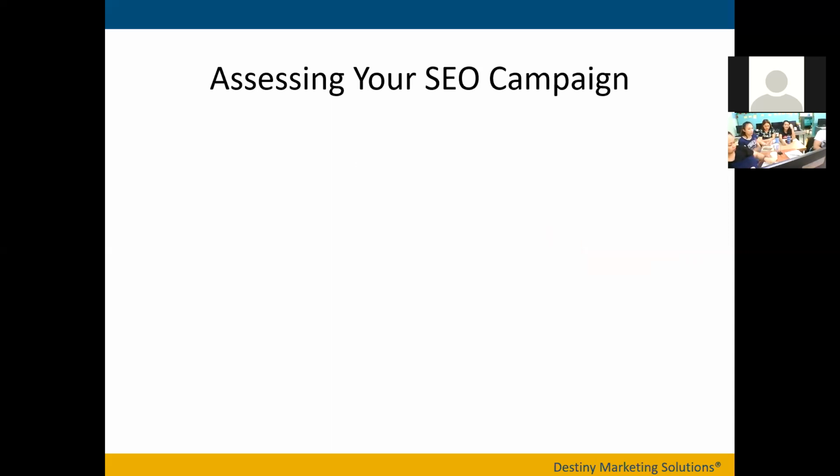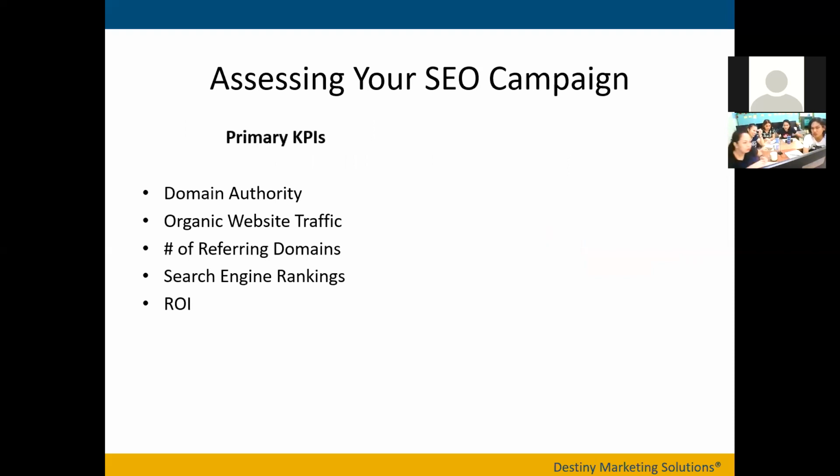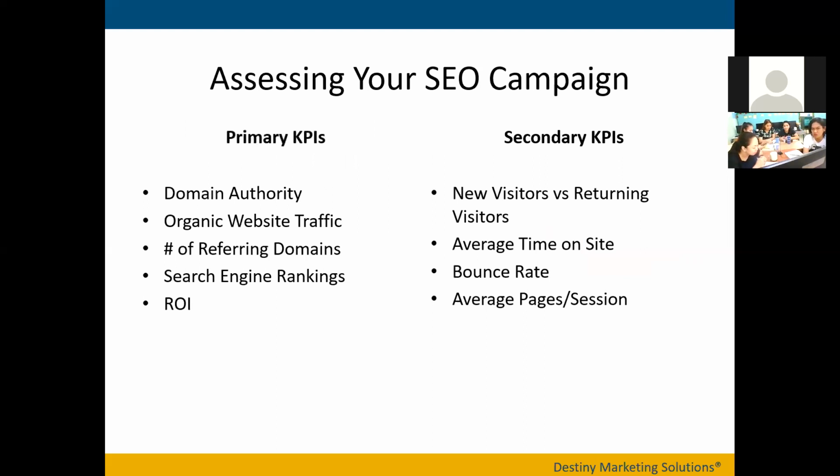Okay, so I just want to make sure we list all of these out. So we have our primary KPIs, and then we have our secondary KPIs. Primary, these are the more important. Joyce mentioned one, domain authority. But I would say out of all of these, your ROI is probably the most important, right?